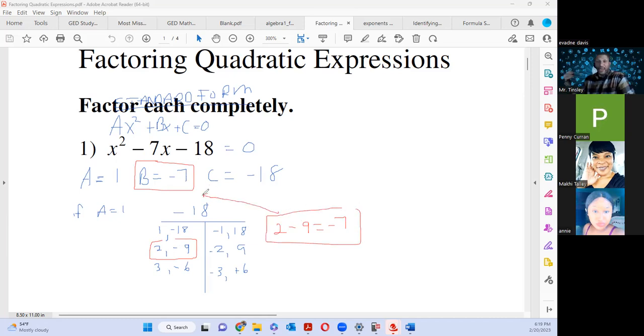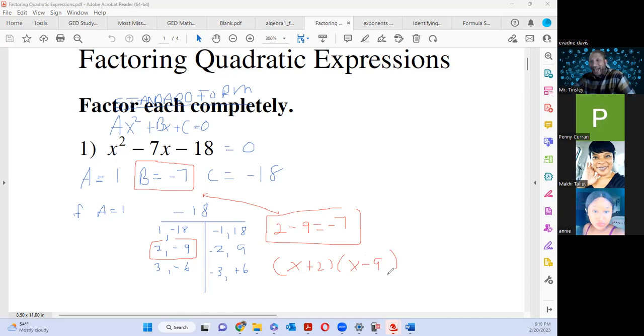Okay. So now that we have our pair, we can factor this quadratic equation. We're going to use that pair. Our variable is x. The pair that we selected was +2 and -9. So x plus 2 times x minus 9.